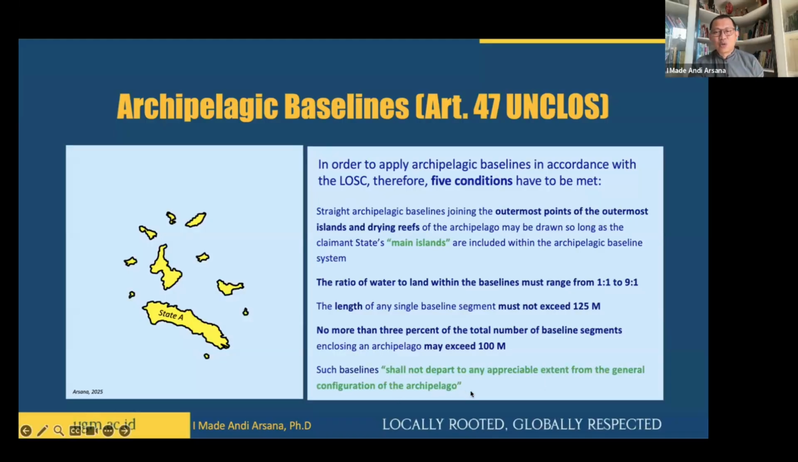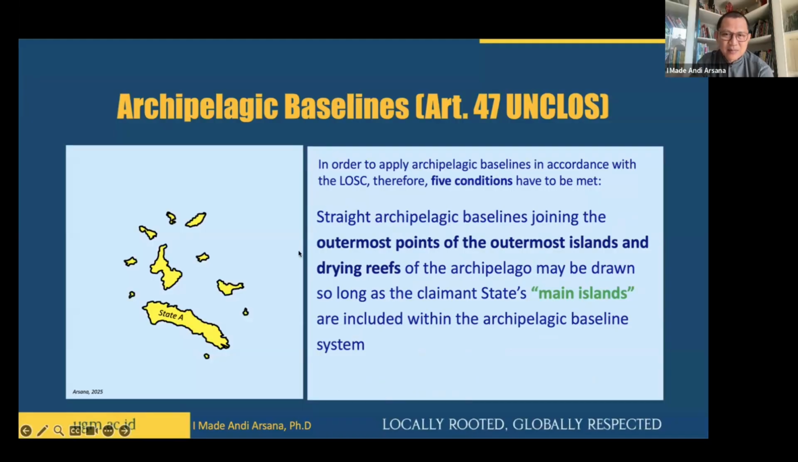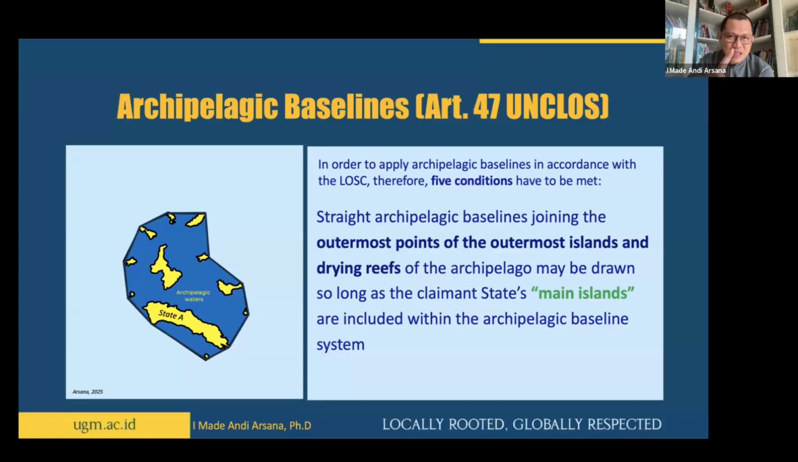Now, let me go one by one. Number one, how does it look like? It looks like this. Basically, the outermost point of the outermost islands and drying reefs. So let's say this is a small island, this is drying reefs. You can enclose the entire archipelago. Okay, that's number one. Now let's go to number two.